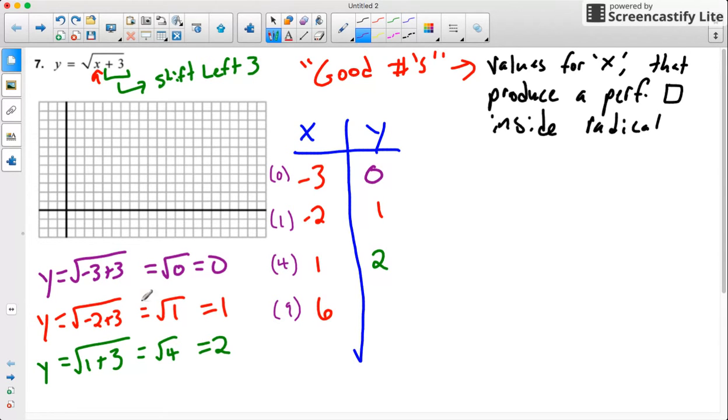And finally, I have y equals the square root of 6 plus 3, which is equal to the square root of 9, which is equal to 3. So here are my 4 values, or 4 points that I'm going to plot from this table onto this graph. So here we go. Let's go blue here. So -3, 0 is my first point. -2, 1 is my next point. 1, 2 is my next point. And finally, 6, 3 is my final point here.